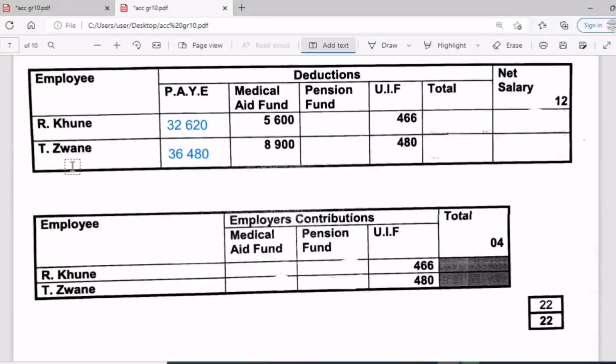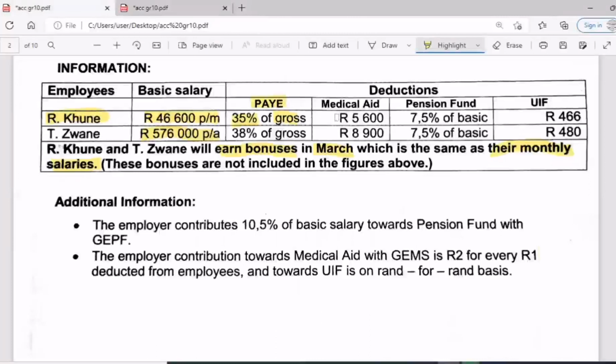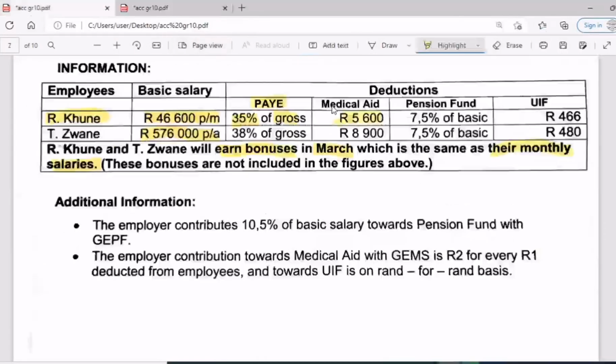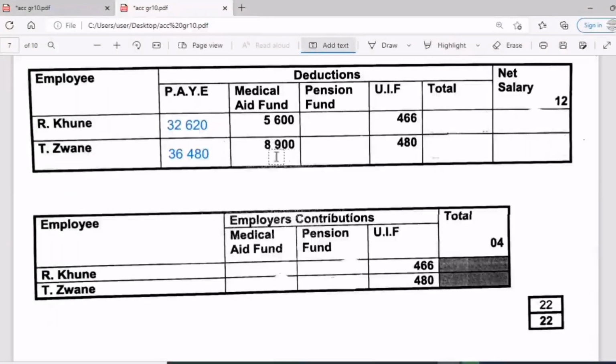And then for medical aid deduction, figures have already been entered here, 5.6 and 8.9. These were provided in the question. So medical aid for Kune is 5.6, the one that you see here. And for Zwane, 8.9, the one disclosed here.